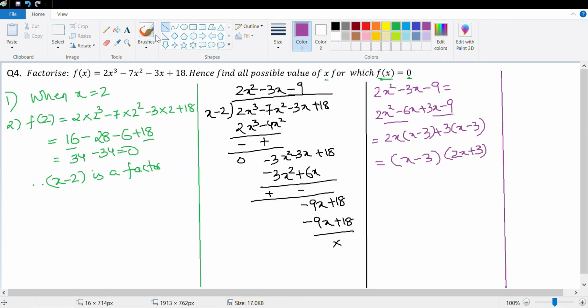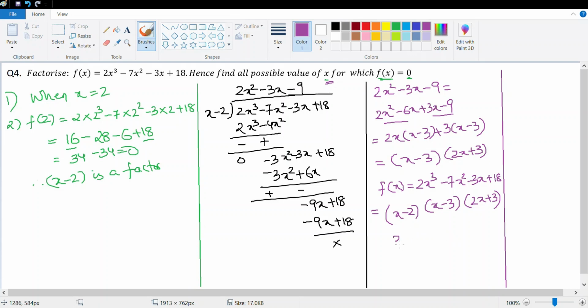Now let's write the final answer in the factor form. That would be f(x), which is equal to 2x cubed minus 7x squared minus 3x plus 18, and this is equal to the first factor which we found, x minus 2 multiplied with x minus 3 and multiplied with 2x plus 3. So we figured out the factors. Next, they want us to find the values of x. So the values of x would be x minus 2 is equal to 0, which means x is equal to 2. That's the first one. Next, x minus 3 is equal to 0, which means x is equal to 3. That's the second value of x when the function of x will be 0.